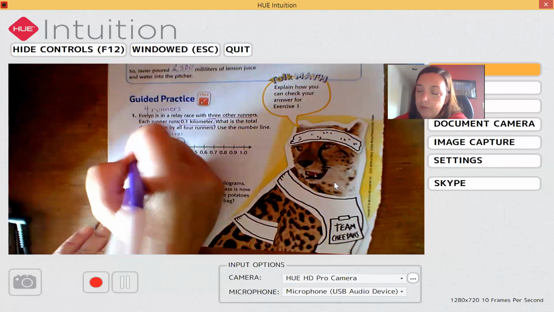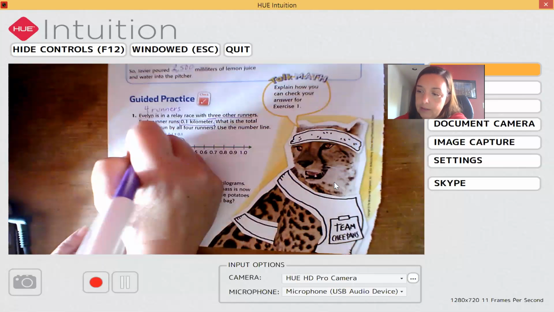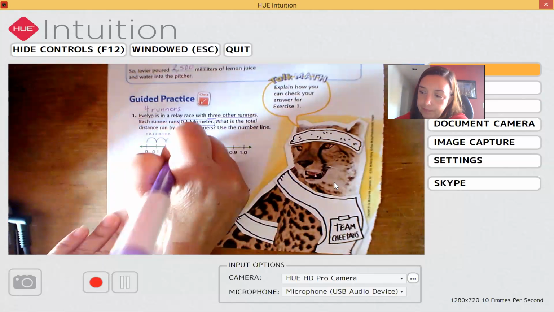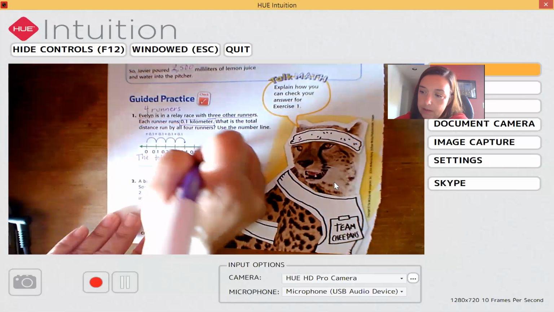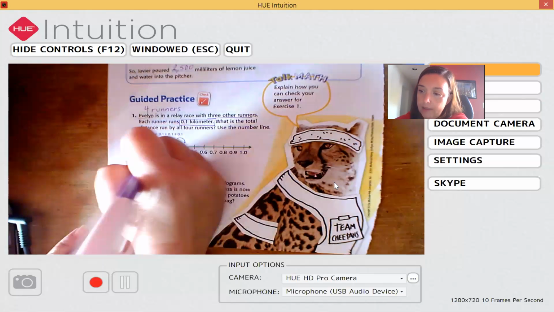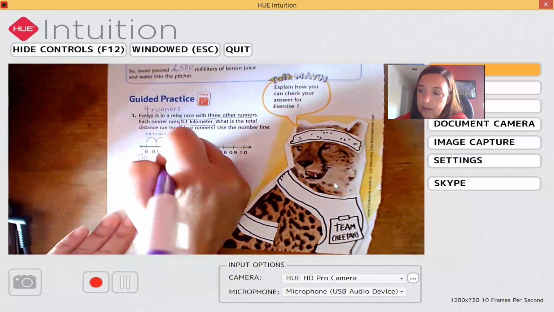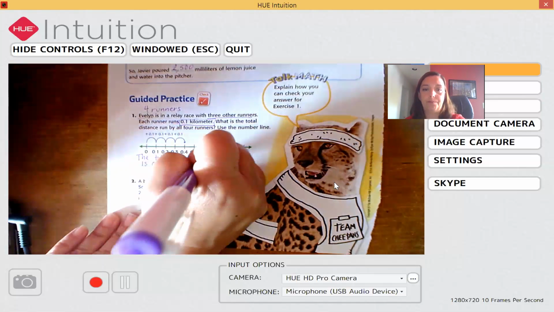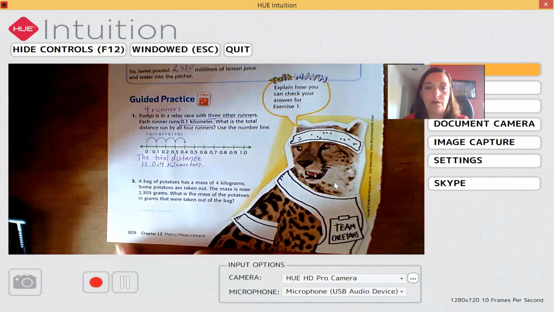So we can write the total distance is 4/10 kilometers. Okay. All right.